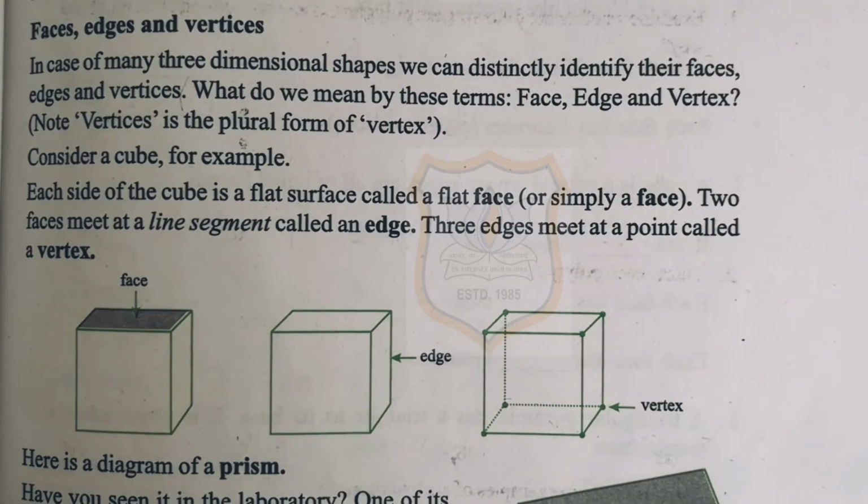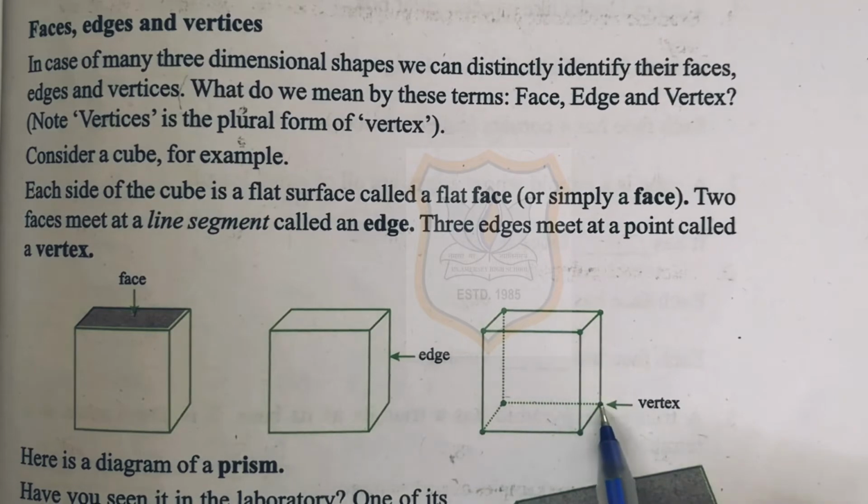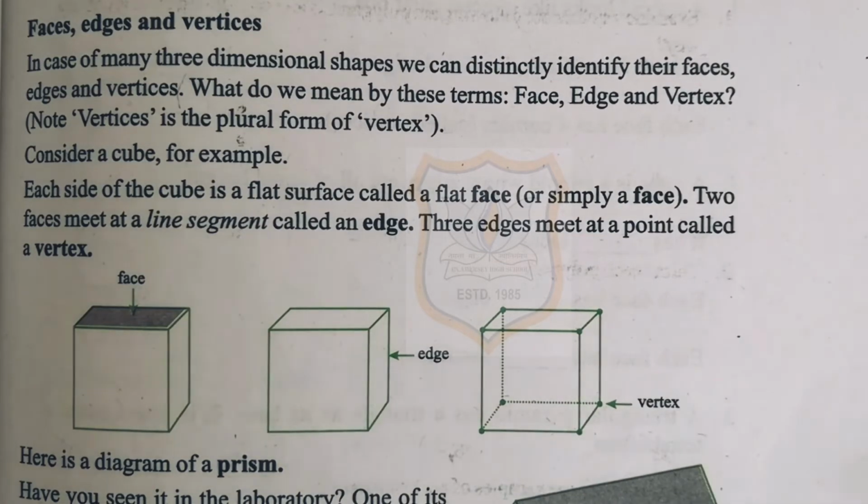A vertex is a point where three edges meet. Now here in this figure you can see this is one edge, this is the other edge and this is the third edge. So where the three edges meet is called the vertex.